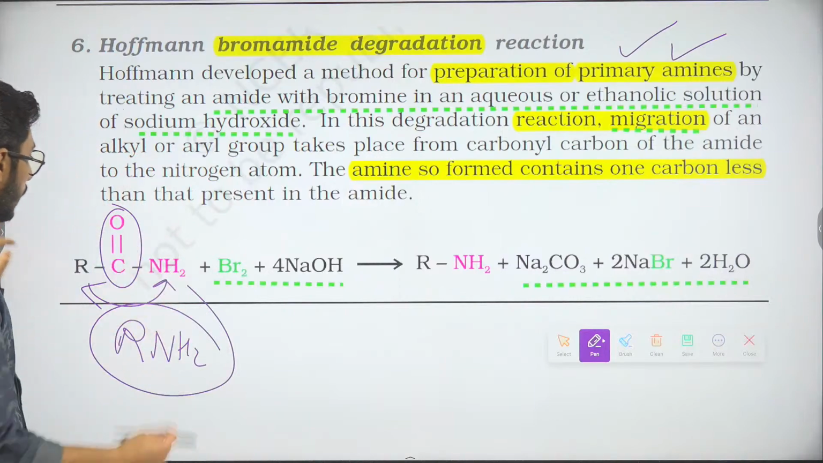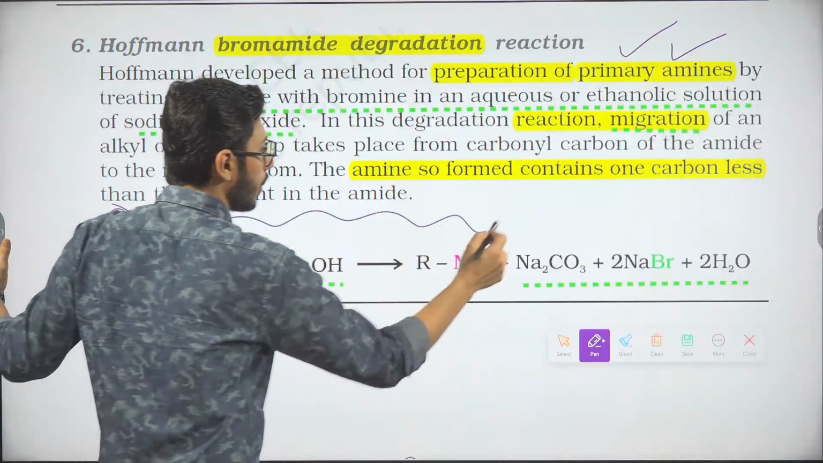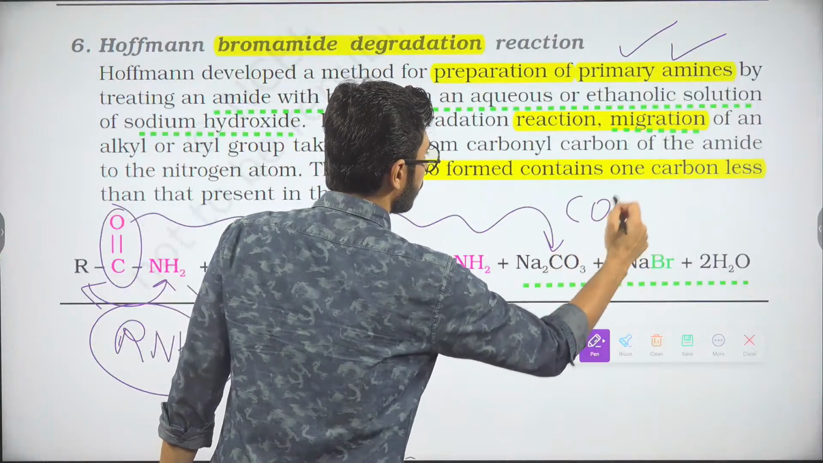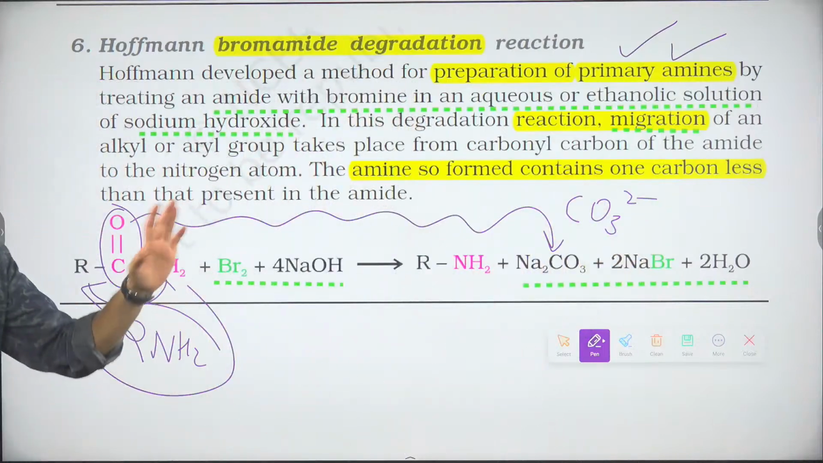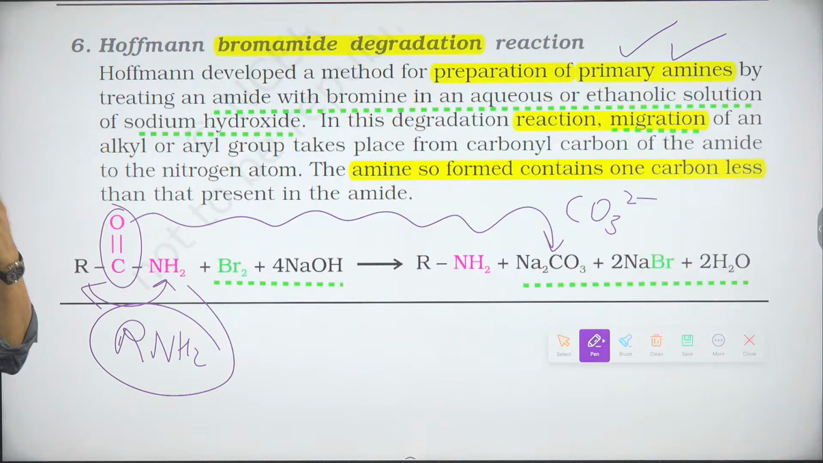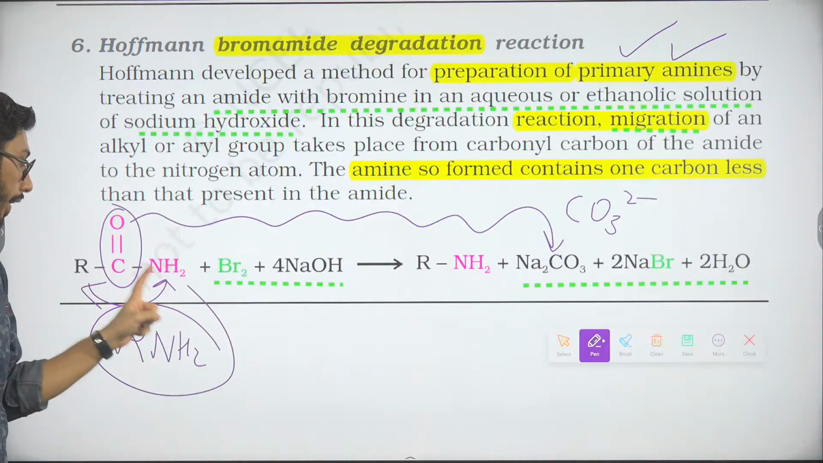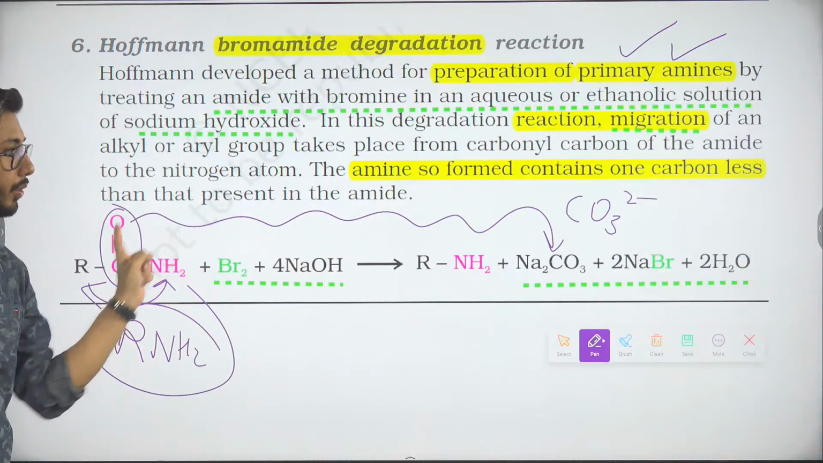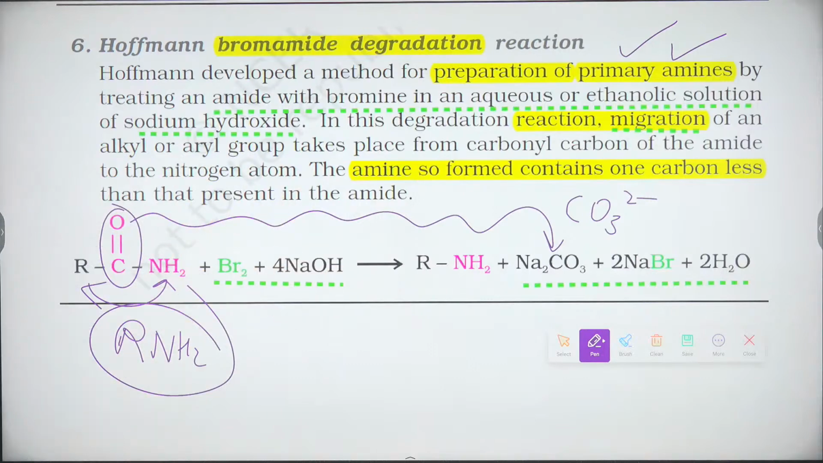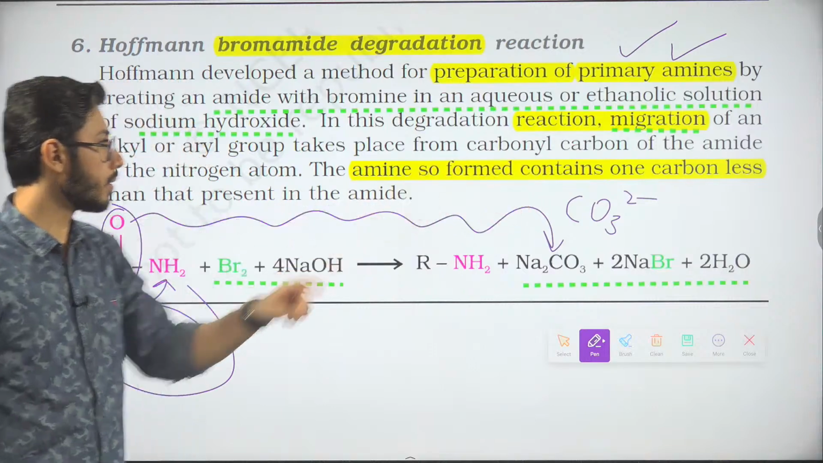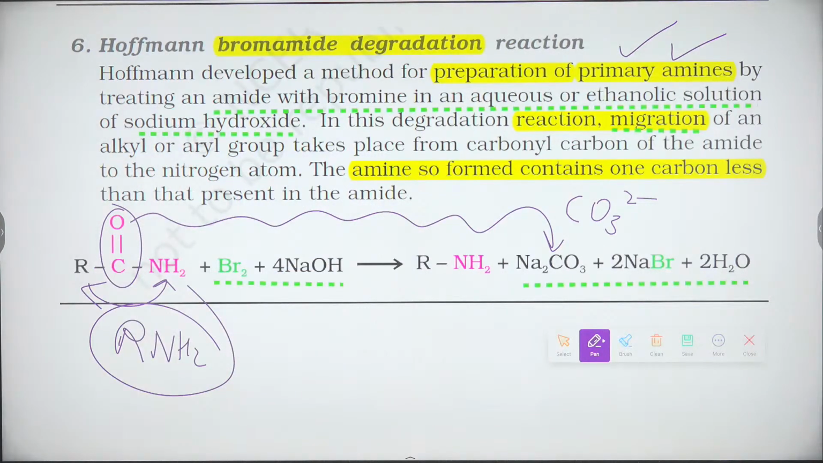Another point: this CO finally comes out in which form? Carbonate. Then you are getting amine with one carbon less, RNH2, and that one carbon of CO goes into the carbonate formation. The amine so formed contains one carbon less than that present in the amide.